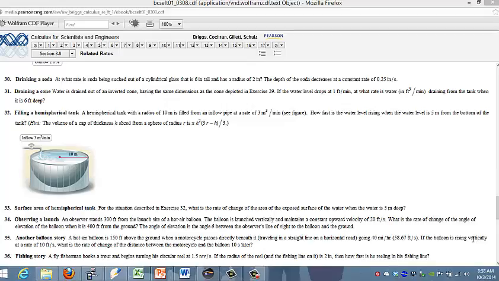So this is the one about filling a hemispherical tank, okay? And so, you know, I guess I want to draw what they have, and I'm going to label some things. And then, again, their hint is that the volume of a cap of thickness h sliced from a sphere of radius r is, and then they give it to me, h squared times 3r minus h over 3.